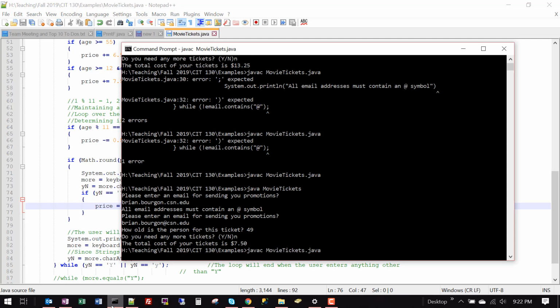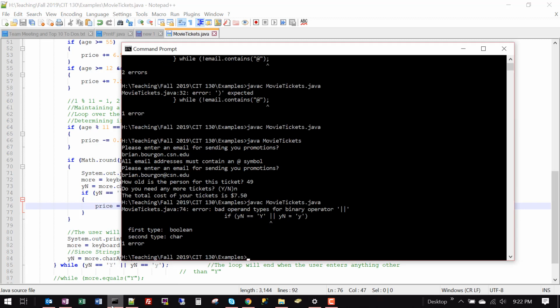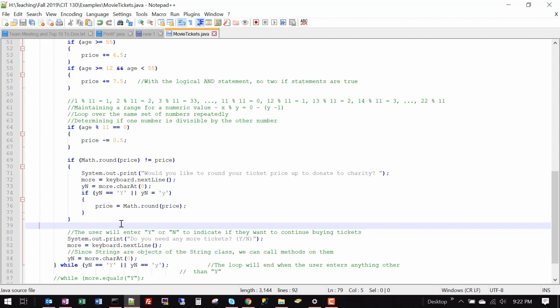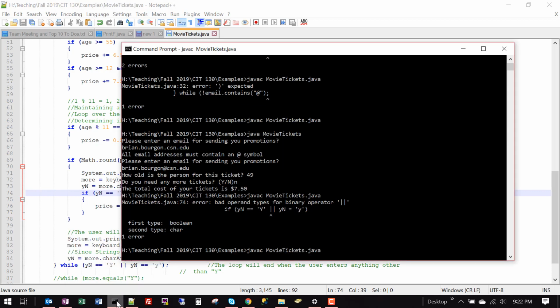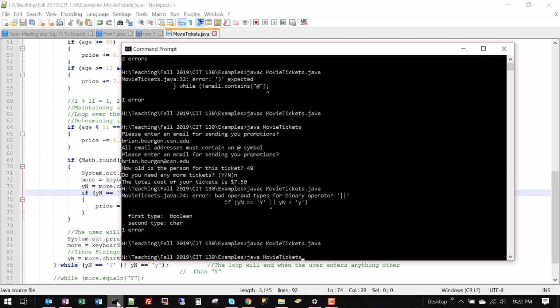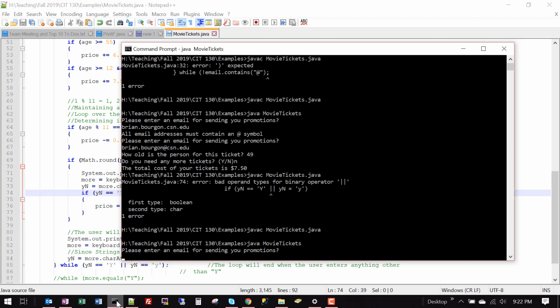We'll compile again. Oh, I made a mistake. Again, very easy to do. Accidentally put a single equals where a double equals is appropriate. Let's run it. Let's put in that email.